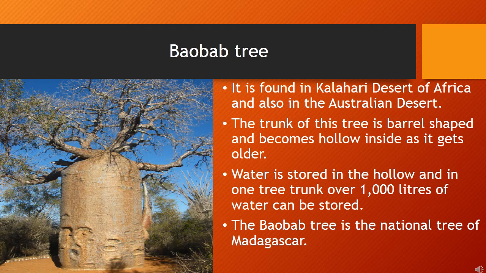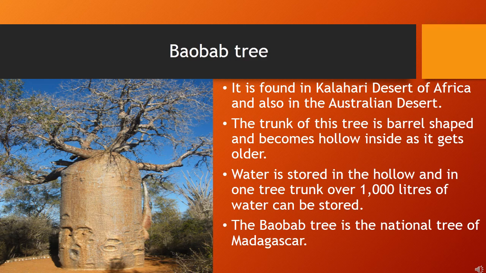Mostly we find shrubs with small leaves and thorny bushes in this desert area. Some of the examples are, like we discussed, cactus, then acacia, babool, kikar, date palms, and the most important is the baobab tree, which we don't find in India, but it is found in the Kalahari Desert of Africa and also in the Great Australian Desert.